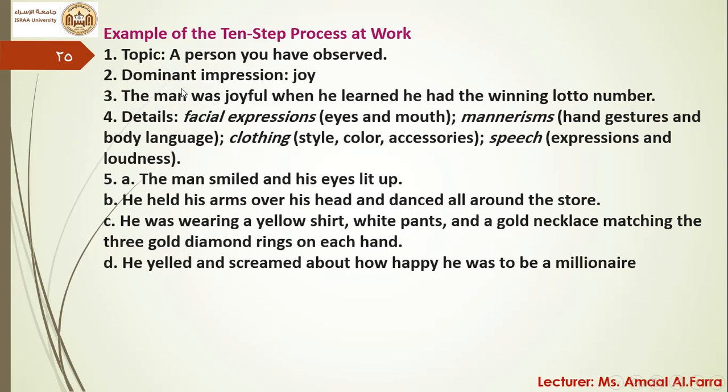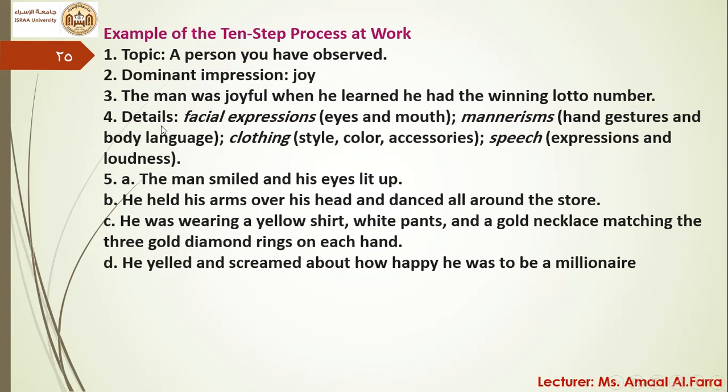So we say the man, who was the person, was joyful, from the word joy, when he learned he had the winning lotto number. Okay, so the man was joyful when he learned he had the winning lotto number. We have here the dominant impression, we have here the topic, and we have the controlling idea.